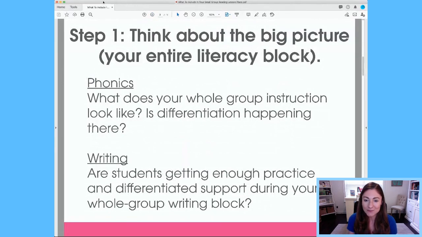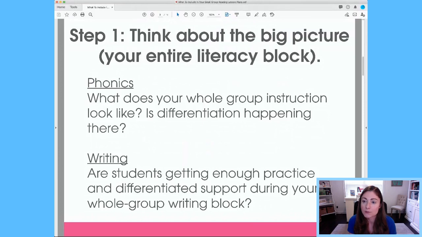Okay, so I really broke down this little mini training into 3 steps. After the 3 steps, I'm going to show you some real lesson plans. So we're going to look at an early kinder lesson plan example, a mid-late kinder lesson plan example, first grade, and then second grade.